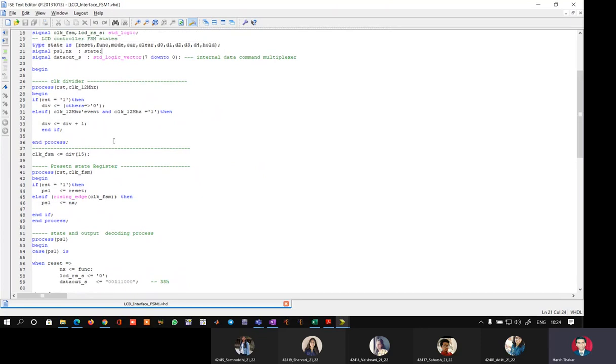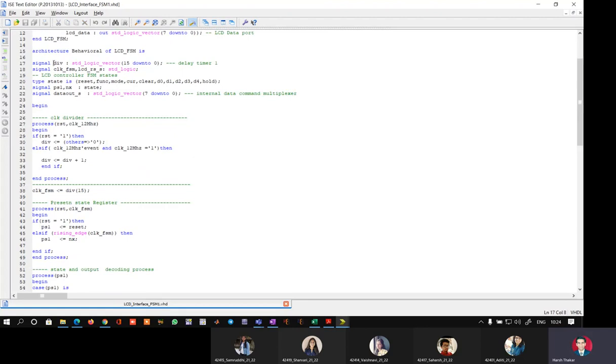So students, just see here line number 27 to line number 36 is my first process, and just see what this process is doing. It is sensitive to reset signal and a 12 megahertz clock. Process begin. If reset equal to 1, then div gets others get 0. What is div? Div is defined as a 16-bit vector.